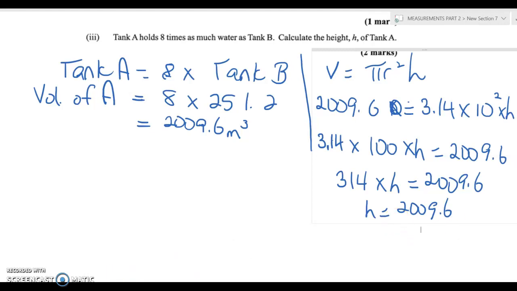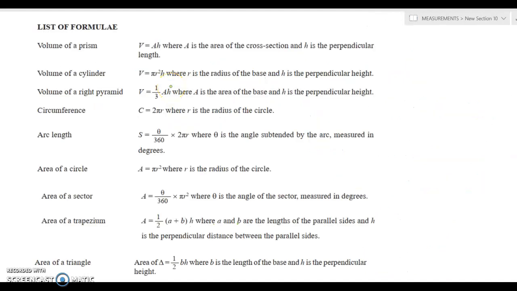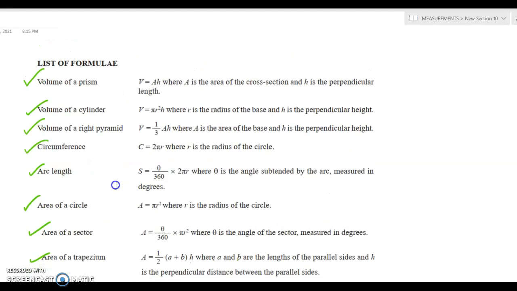So again, go over the question, pause when you need to. It's actually pretty easy. Just need to take your time, see what information they give you and what you want to find. Just want to show you quickly how we have all the formulae in the formula sheet. Volume for prism, volume for cylinder, volume for right pyramid, circumference, arc length, area for circle, area for sector, area for trapezium, area for triangle, right? You have everything that you need for measurements. You just need to know the basics, and that's it.